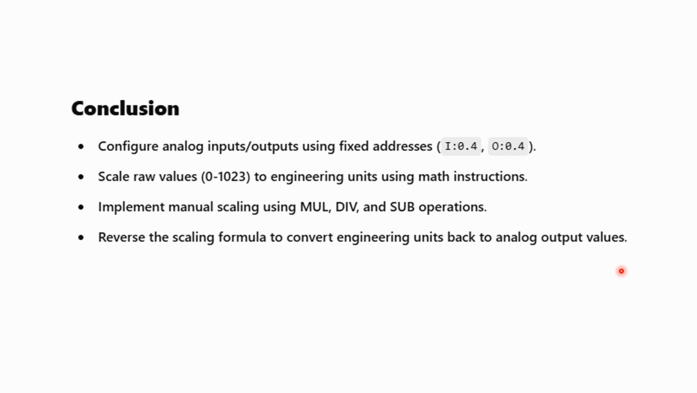So again, you want to configure your analog inputs and outputs using the fixed addresses, which are either the I's or the O's for analog ins or outs. And remember to scale your raw values from 0 to 1023 over to engineering units using math instructions, and then implement your manual scaling using multiply, divide, and subtract. Those are going to be your three math functions that you're going to need to do that. And when you reverse the scaling formula, you need to convert engineering units back out to the raw analog output values when you're dealing with analog outputs.